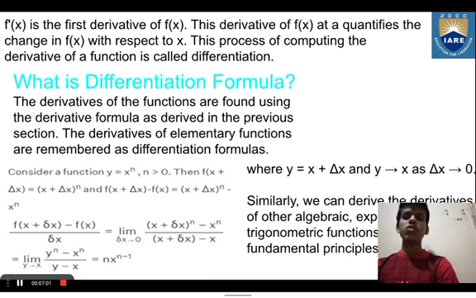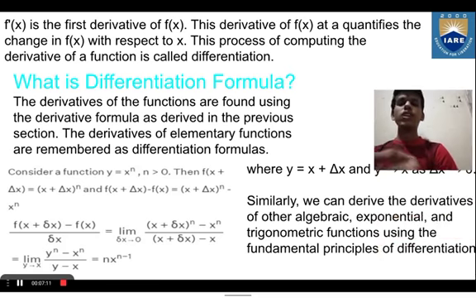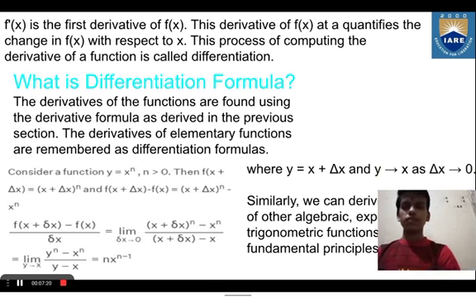If we substitute in the equation y equals x plus delta x, as delta x tends to 0, we can say that y tends to x. That's why we have taken y tends to x. Similarly, we can derive the derivatives of the other algebraic, exponential and trigonometric functions using the fundamental principle of differentiation.